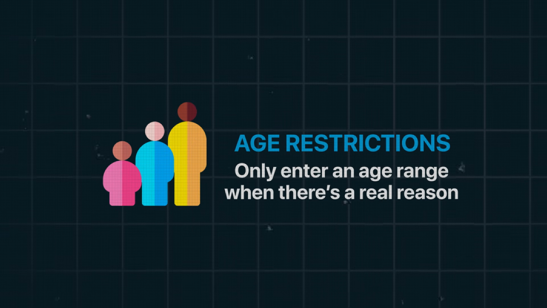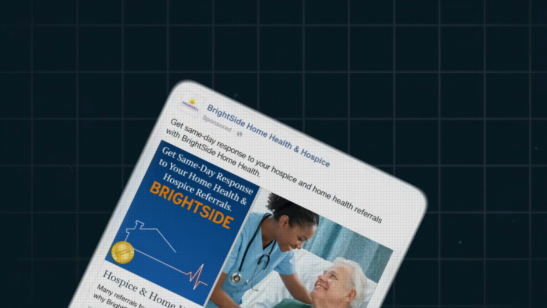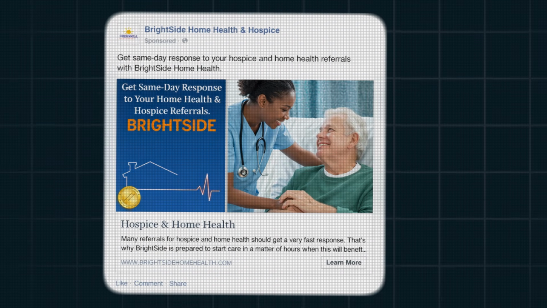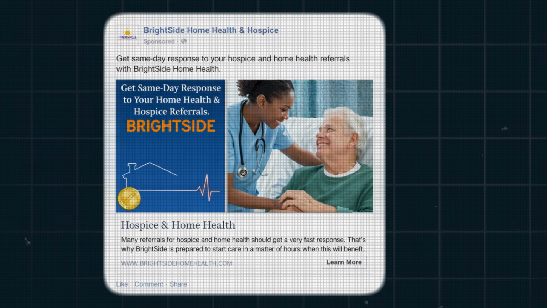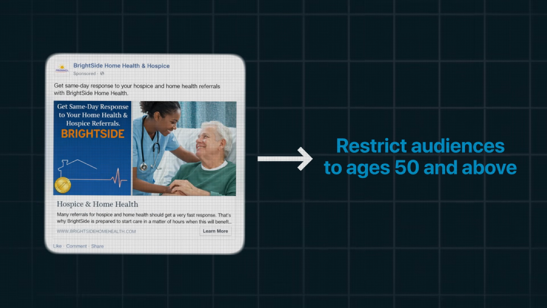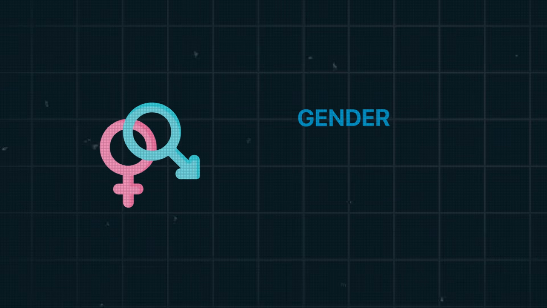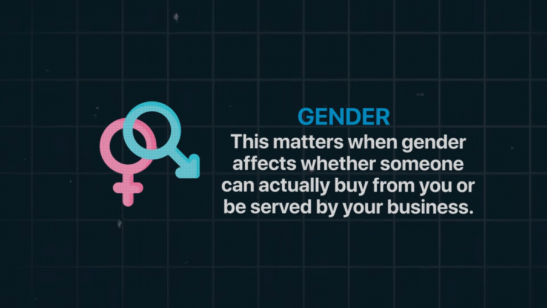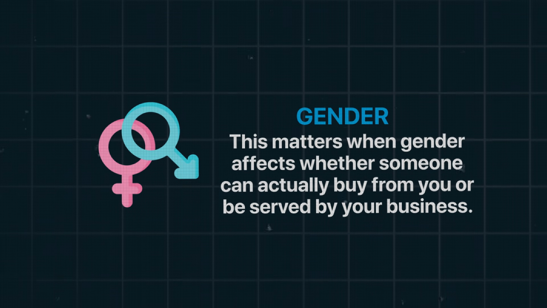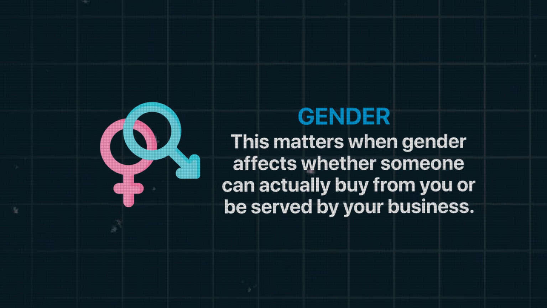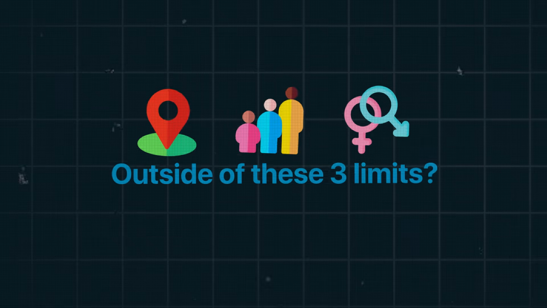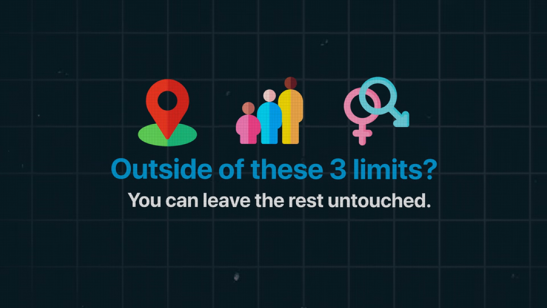Only enter an age range when there's a real reason to. For example, if your service legally or practically should not be shown to people below a certain age, then you can enter an age range there. But if there's no true restriction, leave it alone. And the last one is gender. Same general principle here. This matters when gender affects whether someone can actually buy from you or be served by your business. If it doesn't, then leave it on all. Outside of those three limits, you can leave the rest untouched.